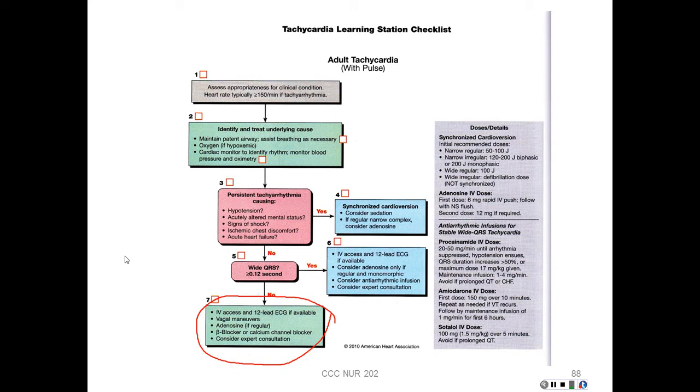If you don't get results after the 6 milligrams in 5 minutes, you can go ahead and do 12 milligrams. You can give another 12 milligrams 5 minutes later, but most physicians will stop if it's not successful after the 12 milligrams and move over to other issues. Again, beta blockers can be used, calcium channel blockers can be used, but typically these patients are going to convert with adenosine. Your role in giving the adenosine is making sure you have the crash cart available.